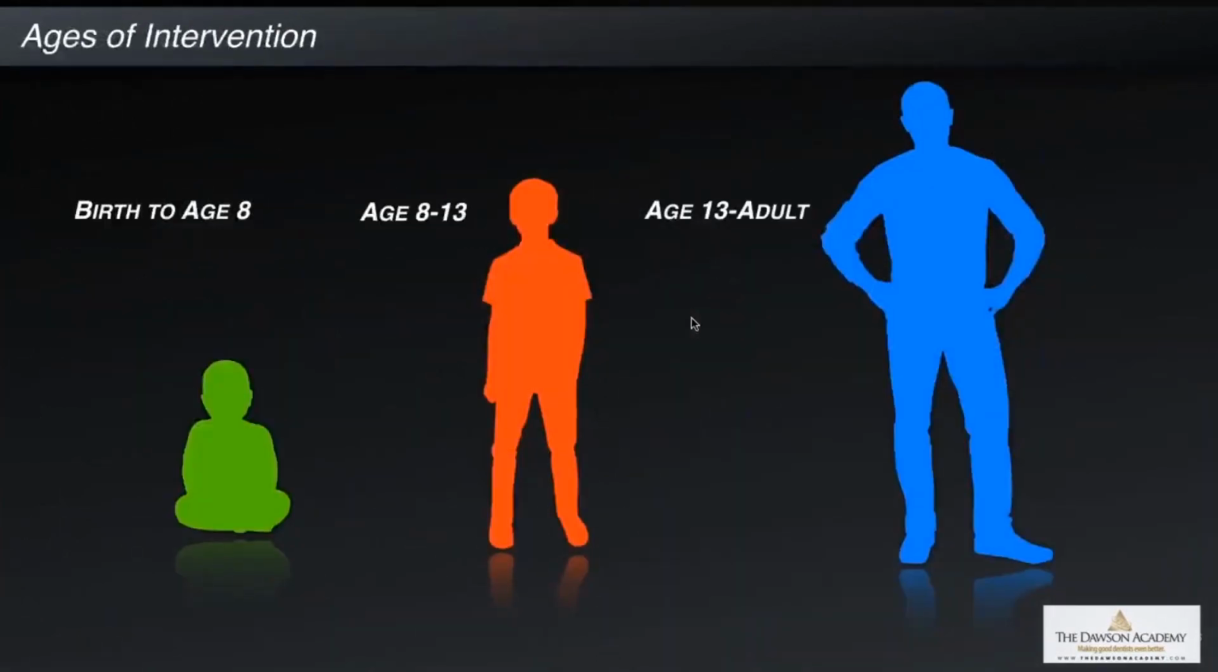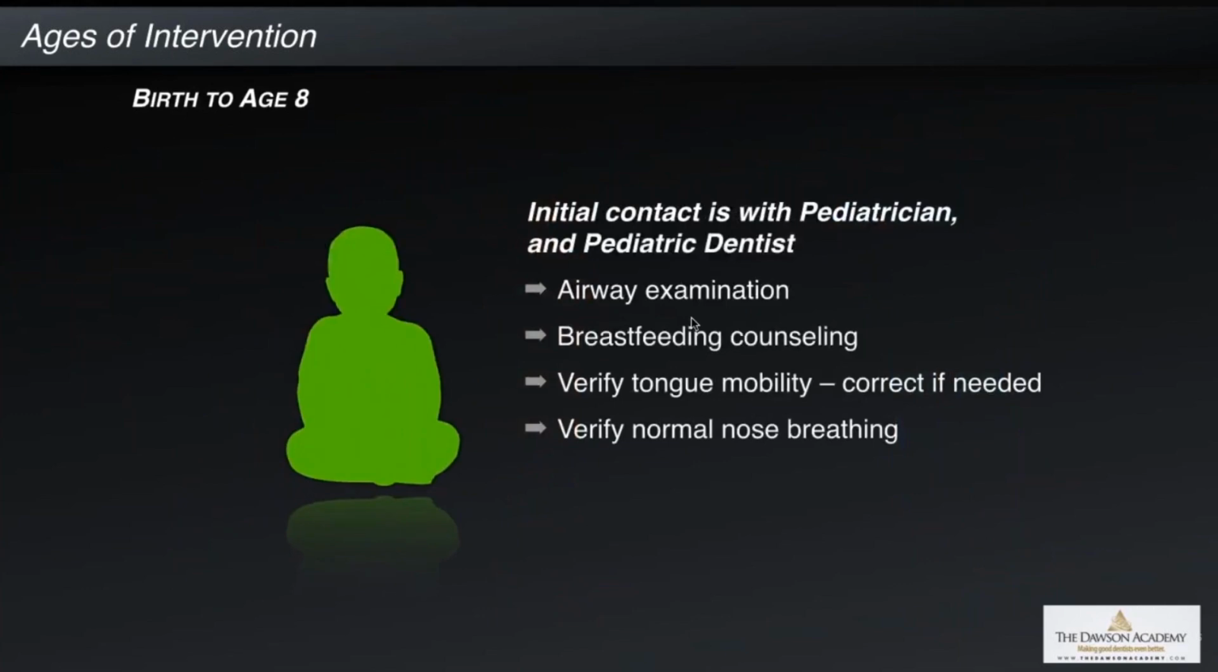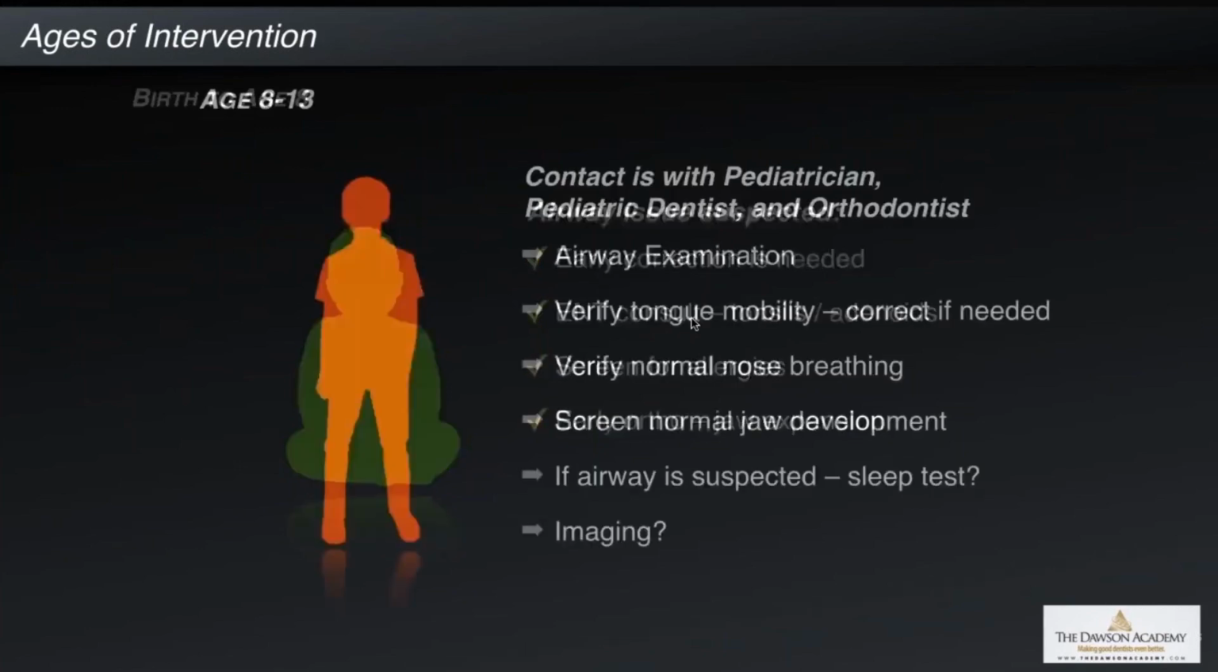The children, we break up birth to 8, 8 to 13, 13 to adult. And again, if we look at where they come into contact, birth to 8 is going to be the pediatrician, the pediatric dentist. They're the ones that have to lead the charge on this. But there has to be some kind of airway examination, breastfeeding counseling, verify that the tongue mobility is correct and that we can breathe through the nose. And if airway issues are suspected, let's take care of it. Let's get early correction, maybe an ENT, screen for allergies. Believe it or not, ortho jaw expansion can happen at an early age.